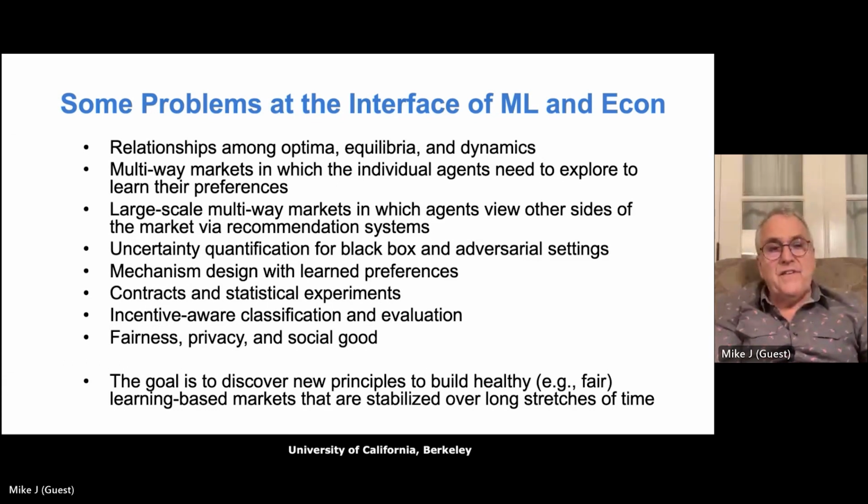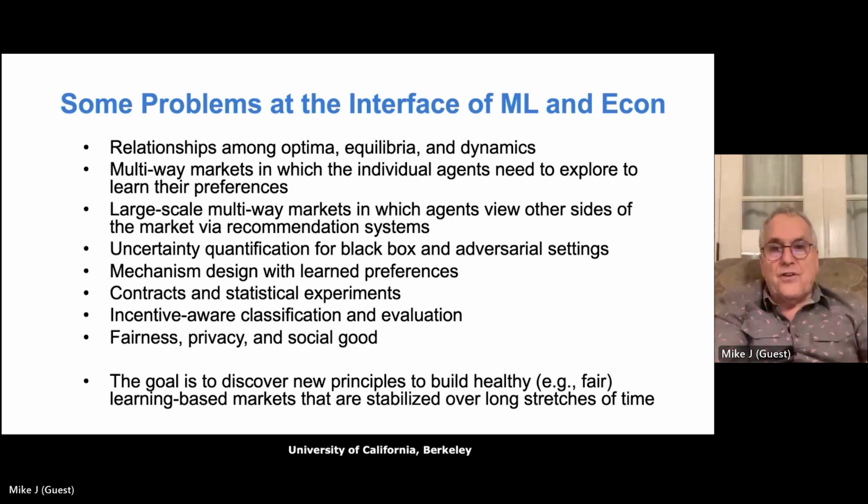Anytime you bring incentives into the picture, you're doing economic thinking. And if you do that with data, you're doing machine learning thinking, and putting the two together is really important and interesting. All right, so to me, the overall goal is to solve the problem of building learning-based markets that are stabilized over long stretches of time.